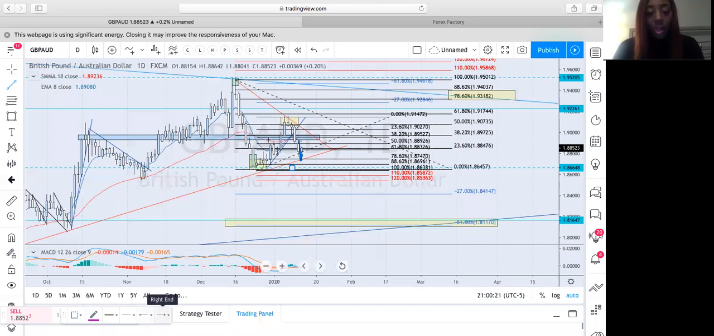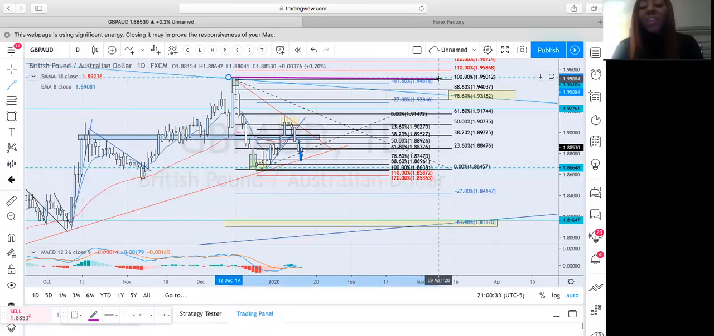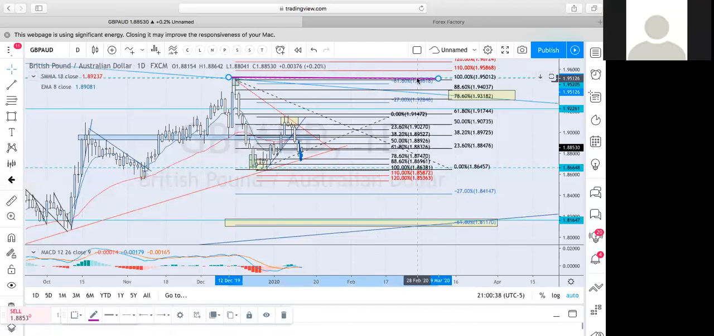Okay. So does that make sense? Does it make sense that this could potentially pull back to this line, but even if it pulls back here, it's still respecting structure? Structure isn't broken until it goes above this high here. Yeah, that makes sense. Okay.